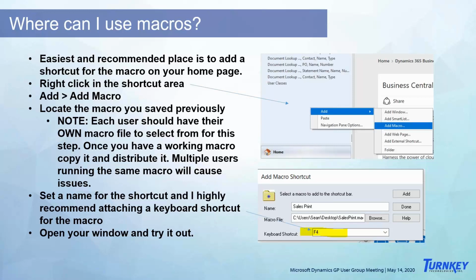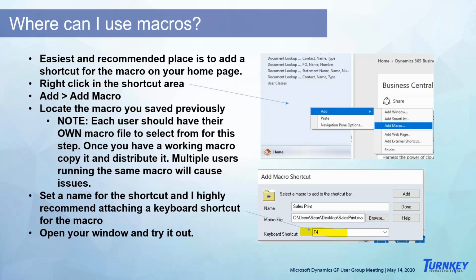One thing that I do want to note is, as we add that macro to a shortcut pane, if multiple users are going to be using this macro, save a dedicated file for each specific user. So copy and paste for each user that's going to be using it. Because if you have a bunch of people using the same macro at the same time, I've seen errors come up because too many people are trying to use the exact same file running at the same time. So just make sure that everybody has their own dedicated file to work with.